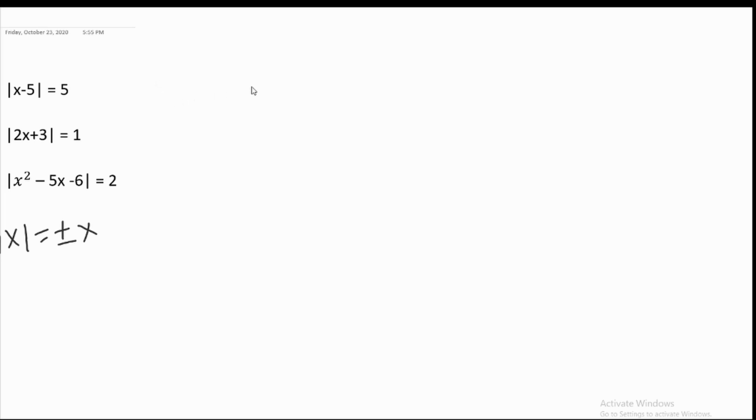Now this is good because it greatly simplifies our equation into something we can manage. So I'll do the first example with you, and you can try solving the next two on your own, or you just watch me continue doing them. So the first one, we have absolute value of x minus 5 equals 5. So what we should do is we change the absolute value into plus or minus x. So plus or minus x minus 5 equals 5.